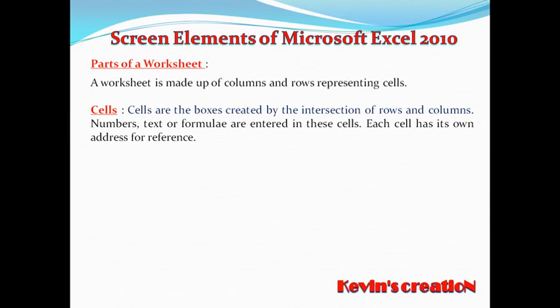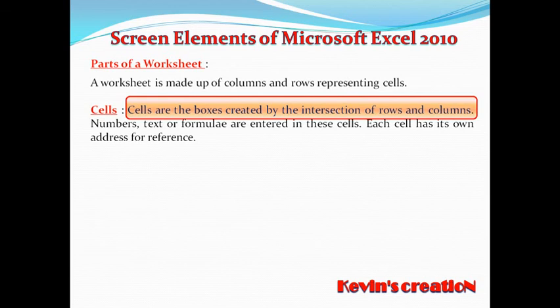Then come the parts of a worksheet. A worksheet is made up of columns and rows representing cells. As I have told you in the previous class, a worksheet is made up of rows and columns. The horizontal ones are the rows and the vertical ones are the columns. And then come the cells. Cells are the boxes created by the intersection of rows and columns. All the small boxes which are there in a grid or in a table are called cells.